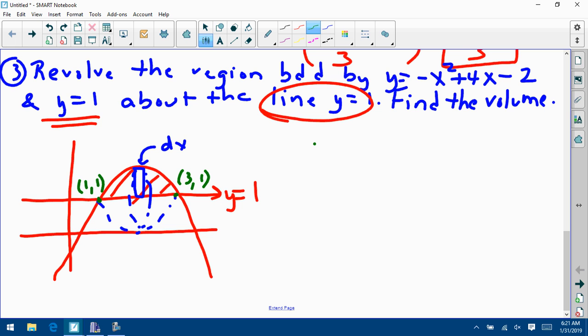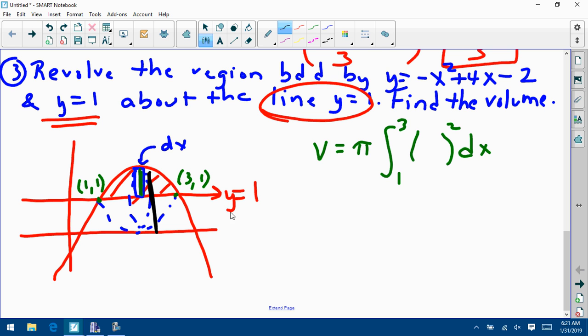All right, so now I know that my volume is going to be pi times the integral from what to what. We're in terms of x's, so we care about our x coordinates, 1 to 3. Pi r squared h, so we need the radius of that disk squared, and then h is the dx. But this is tricky. What goes here? It's not just this squared, because think about what I'm looking for. I want this distance. That's the radius of the disk. If I put negative x squared plus 4x minus 2, that's this entire distance. So how do I get just this distance right here?